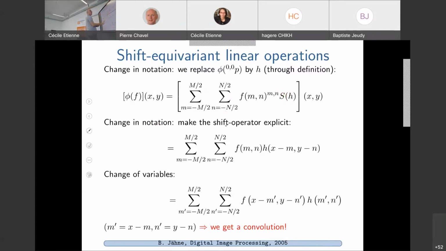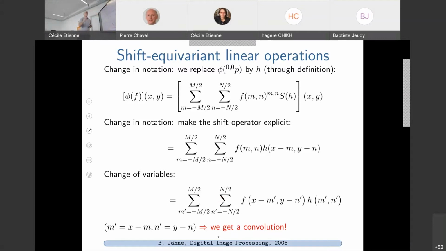And the rest here is pretty easy. I'm just changing my notation. Instead of saying this is a shift operator, I put this shifting into my coordinates. And I'm at convolutions. So that's the important step here. What did we do? Let's just go back one step. We defined a linear operator, which is shift equivariant. And we found out that the only operator which is linear and shift equivariant is a convolution. And this is the reason why we put convolutions into deep neural networks.